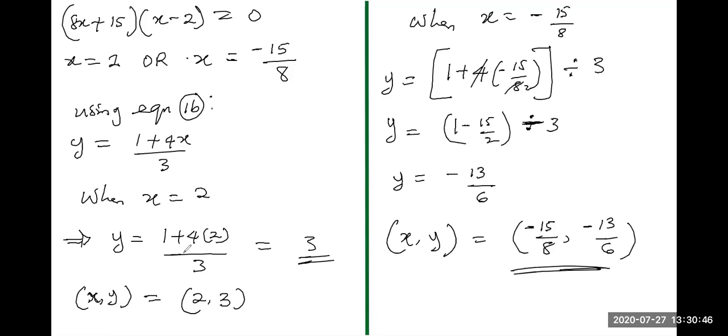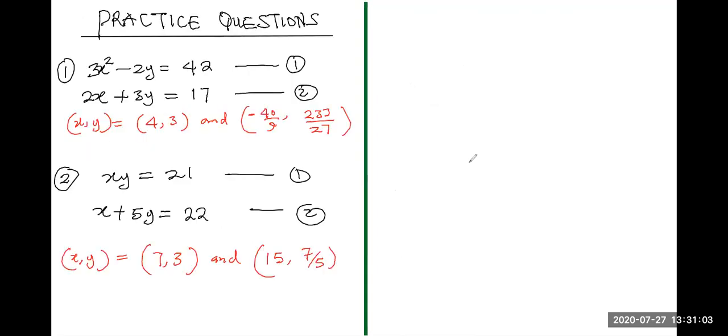So before you go, I'm going to give you a practice question to do. And of course, I want you to file your answers and tell me what you have. Here is your practice question. The first one says 3x squared minus 2y equals 42, 2x plus 3y equals 17. And you can see the answers are there, so solve and verify. Then the second question says xy equals 21 and x plus 5y equals 22. You can also see the pair of answers here, solve and also verify.